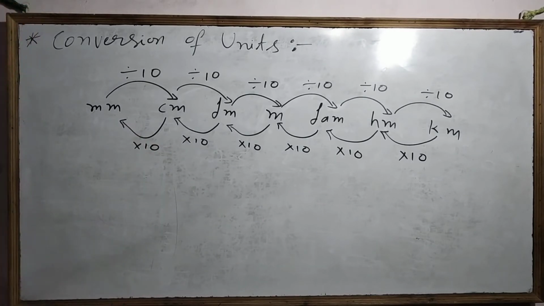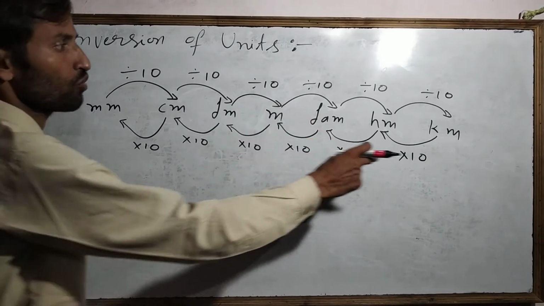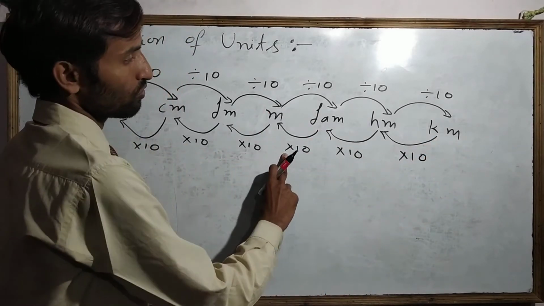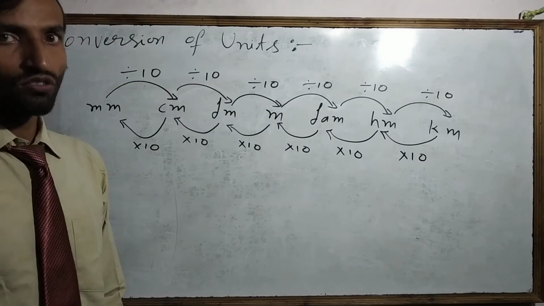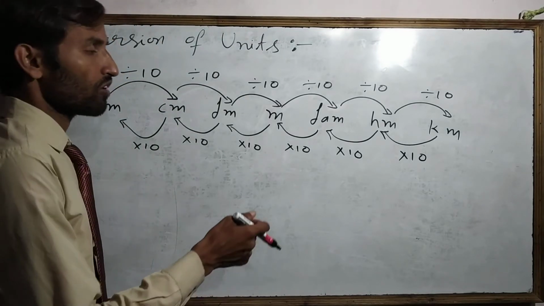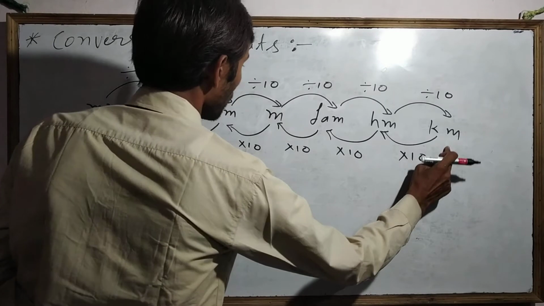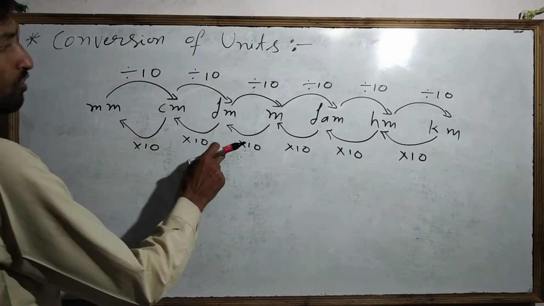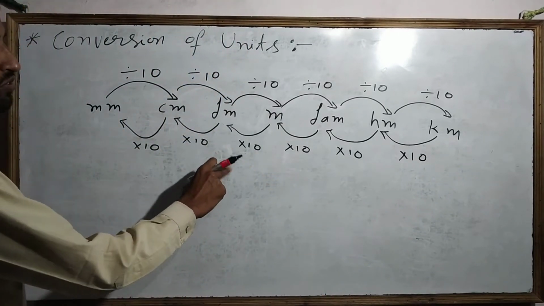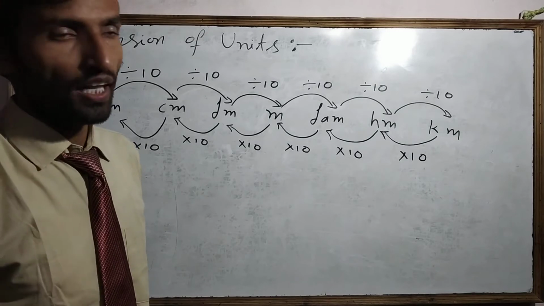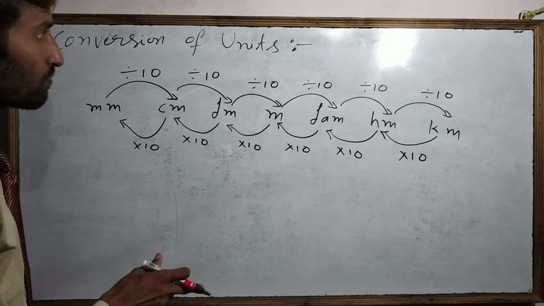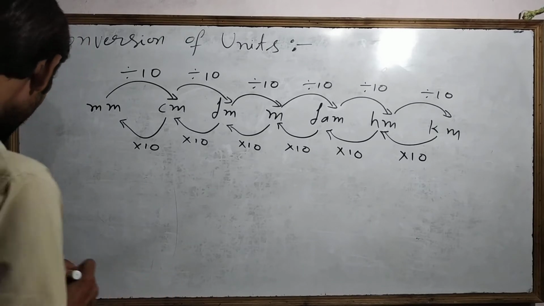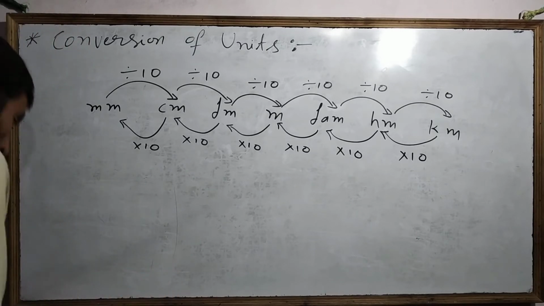And if you want to go directly from kilometer to meter, we have to multiply by 1000, because 1 kilometer equals 1000 meter. Or directly from kilometer to decimeter, we have to multiply by 10,000. This is the type of process you have to do. Now I will take some examples based on this.